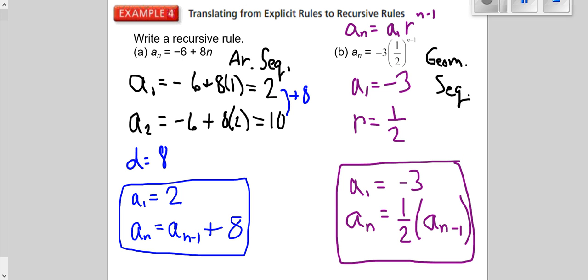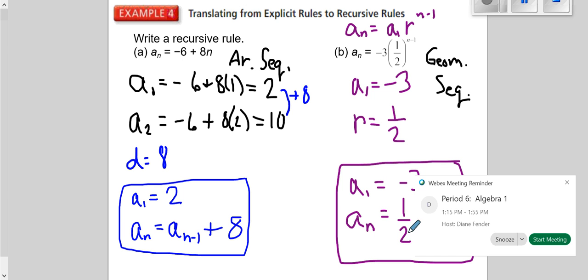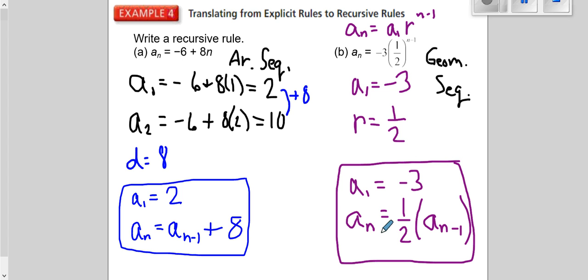So let's think about this rule we just wrote. This says start with -3 and then multiply by 1/2 each time. -3 times 1/2 would be -3/2, and then multiply by 1/2 again. That would be -3/4. And if you generate the numbers in the sequence using this rule, you would need to get the same set of numbers. So it's two different rules to describe the same set of numbers. And that was translating from an explicit rule to a recursive rule.